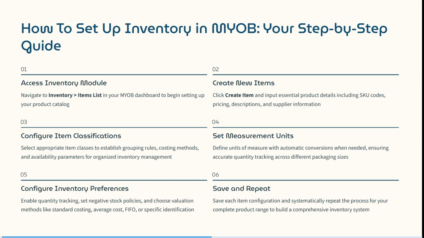And then thereafter you are going to save and repeat. This just involves saving each item configuration and then systematically repeating the process for your complete product range, and this will build a comprehensive inventory system.